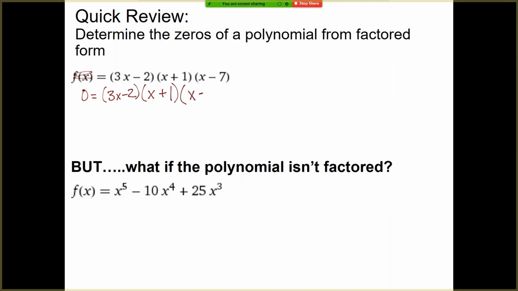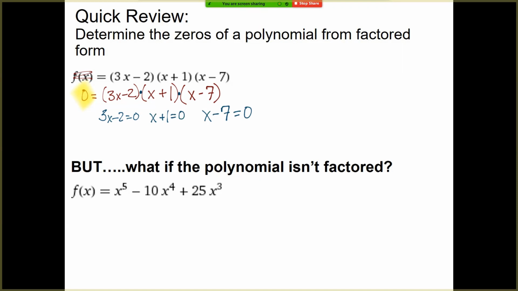And for this problem, we have 3 factors that multiply together. So each one of these is being multiplied by the next. There's nothing in between our parentheses, which tells us it is multiplication. Since all 3 of them are being multiplied and their product over here is 0, we know by the zero product property that one of these has to equal 0. So either 3x minus 2 equals 0, x plus 1 equals 0, or x minus 7 equals 0. It could be more than 1.